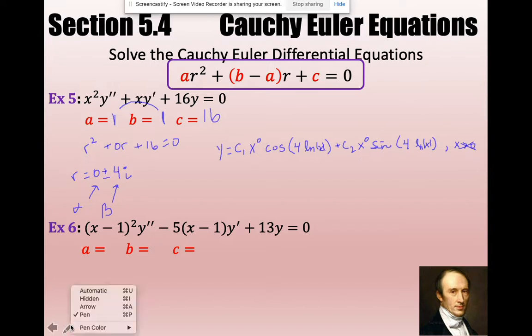Example 6, be careful because notice that your center is not 0 anymore. Your center is 1, right? But I still have squared minus, matched up with the second order differential equation to the first, term with the first order, and the x minus 1 to the 0, right? And my singularity point would be at 1.